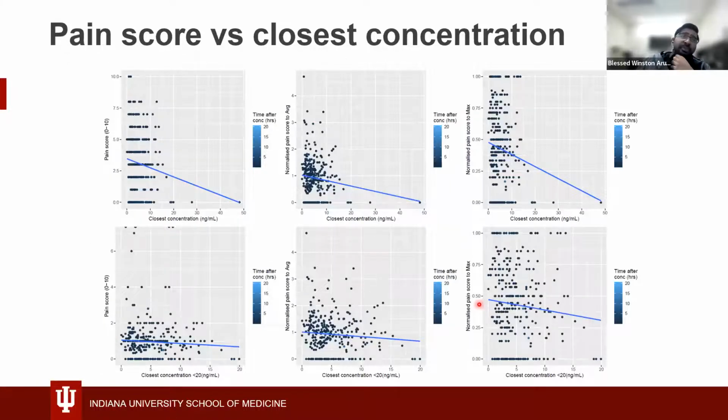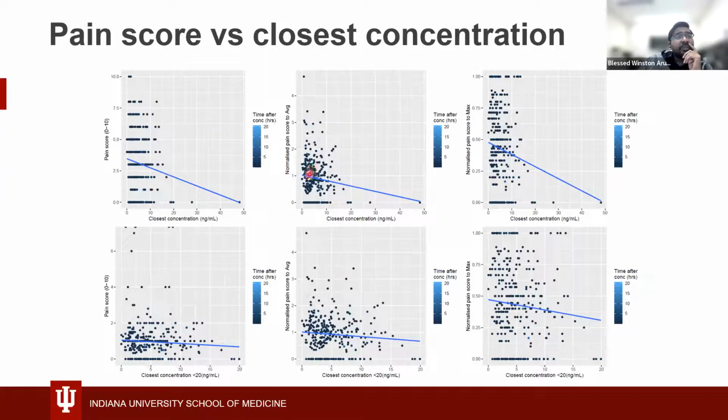And this is pain score versus the closest concentration, so there's no predicted concentration here. Once again, you don't see any relationship. The line is going down because you just have these zeros here, even at the highest concentration. If there was an effect, I would have expected it to come down at the highest concentration, but you shouldn't see these ones over here. So you really don't see an effect there.